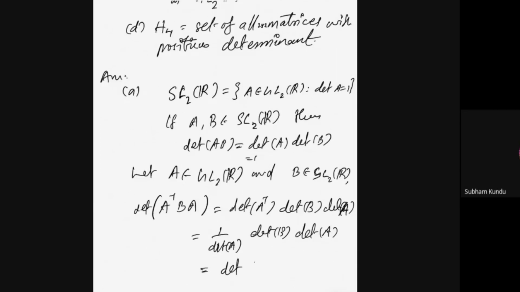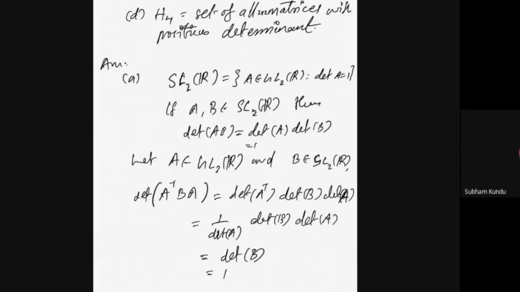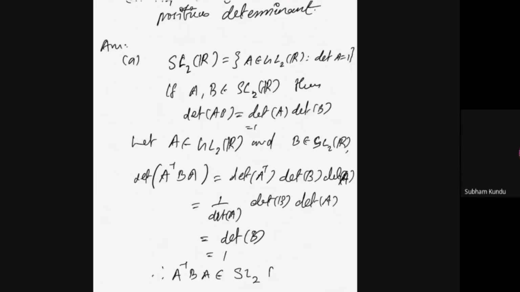So you compute the determinant. This will be the determinant of A inverse times the determinant of B times the determinant of A. The determinant of A inverse is 1 by the determinant of A, so this is equal to the determinant of B, which is equal to 1 as B belongs to SL2R. Therefore, A inverse B A belongs to SL2R. This is one proof.